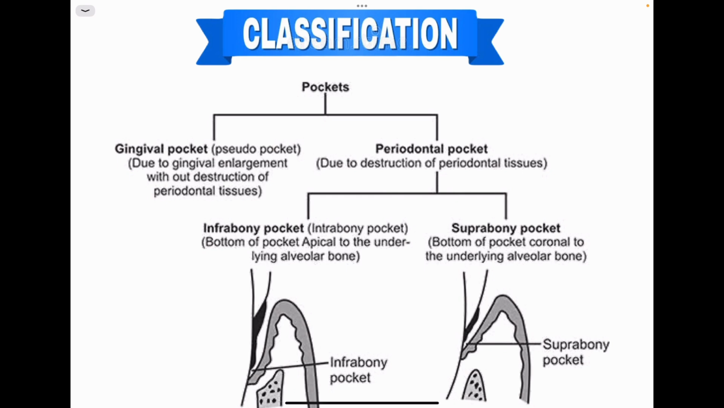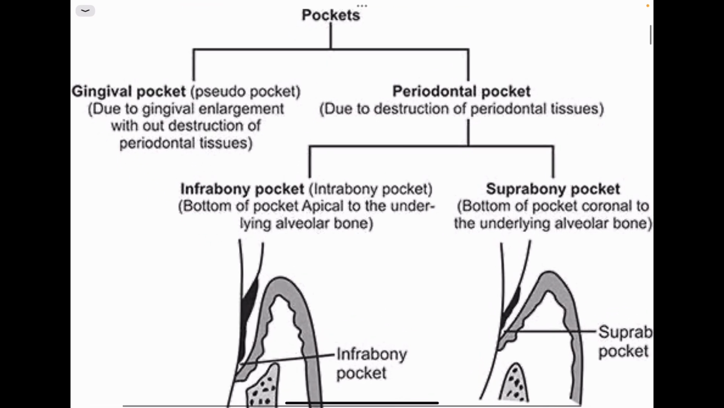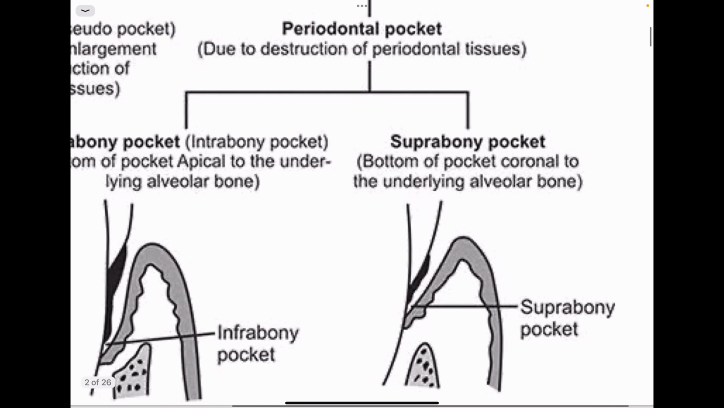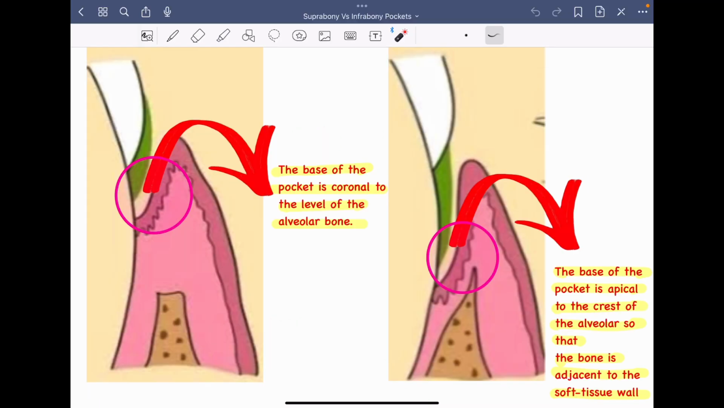Now periodontal pocket is divided further into infrabony pockets, also called intrabony pockets, and suprabony pockets, right? In case of infrabony pockets, the bottom of the pocket is apical to the alveolar bone. In this picture we can see the bottom of the pocket is apical to the underlying alveolar bone, whereas in case of suprabony pocket, the apical part of the pocket is coronal to the underlying alveolar bone. Moving on to the differences between suprabony and intrabony pockets.